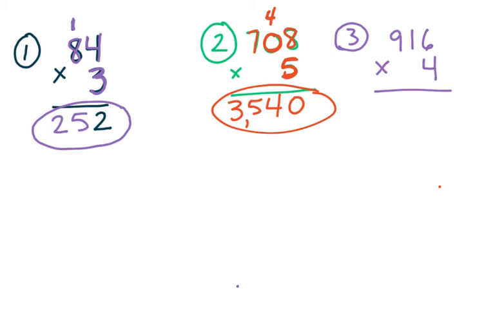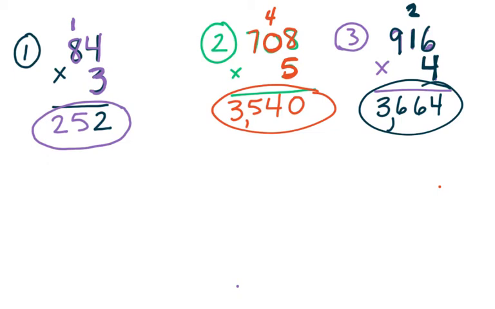And our last warm-up, 916 times 4. Let's take 4 times 6, which is 24. Put down your 4 and carry your 2. 4 times 1 is 4, plus 2, is 6. And lastly, 4 times 9, which is 36, or 4 times 900, which is 3,600. So our solution to 916 times 4 is 3,664. So let's go ahead and move into our packet.